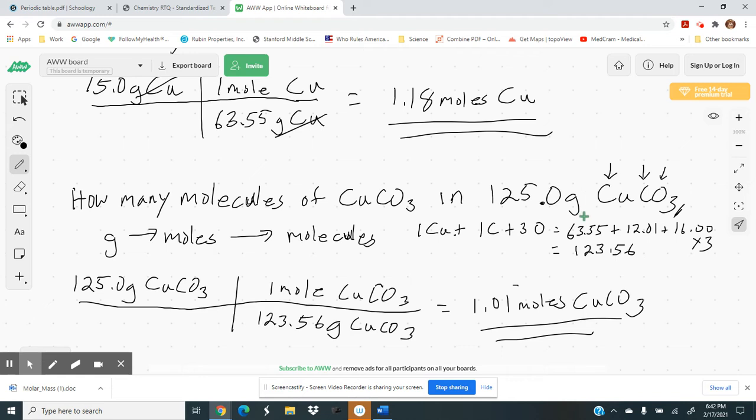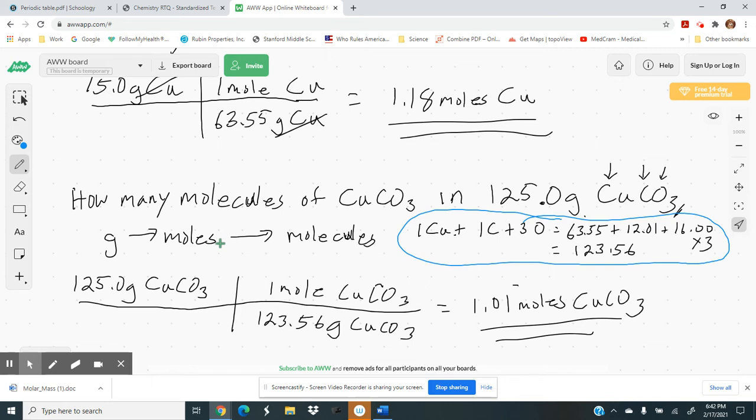So the big difference here was that I had to calculate the molecular mass like we did on yesterday's worksheet. Okay. And remember, I had to multiply this one by 3 because there were 3 oxygens. Really, this formula has 1 copper, 1 carbon, and 3 oxygens. So how much would 1 copper, 1 carbon, and 3 oxygens weigh? Total, they would weigh 123.56.